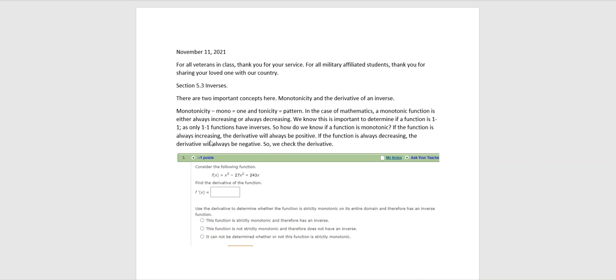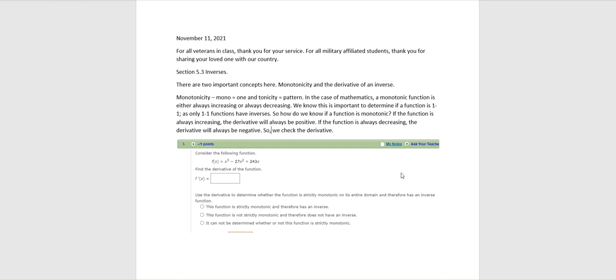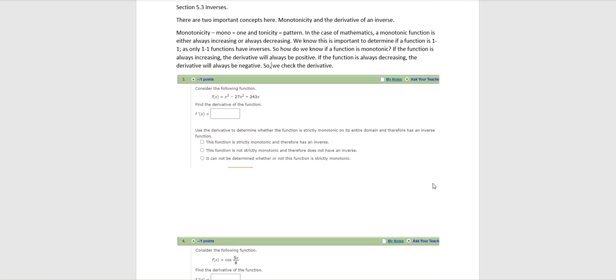Keep in mind if the function is always increasing, the derivative will always be positive. But if the function is always decreasing, the derivative will always be negative. So all we have to do is check the derivative. Let's look at some examples. Consider the following function. Let's find the derivative. Just a little polynomial. That's 3x squared minus 27.